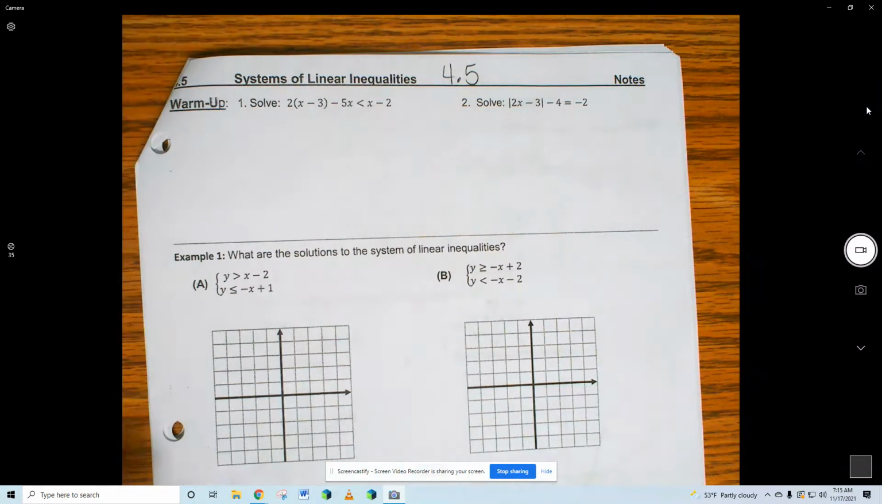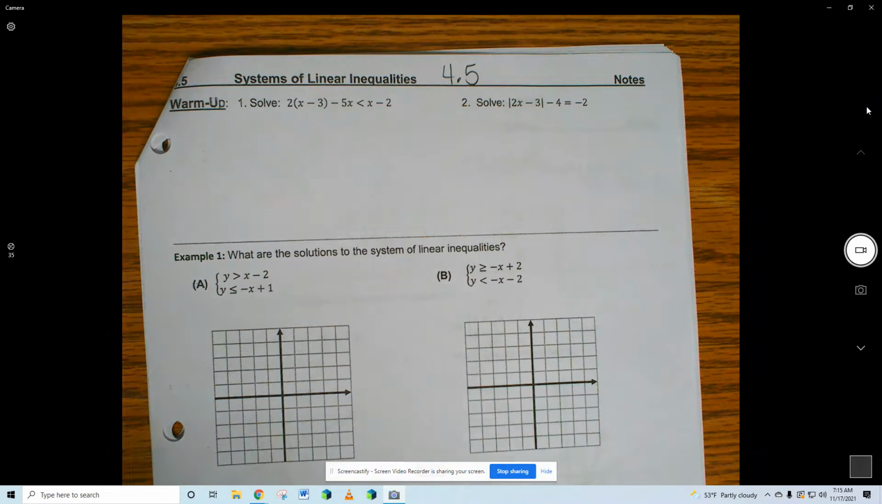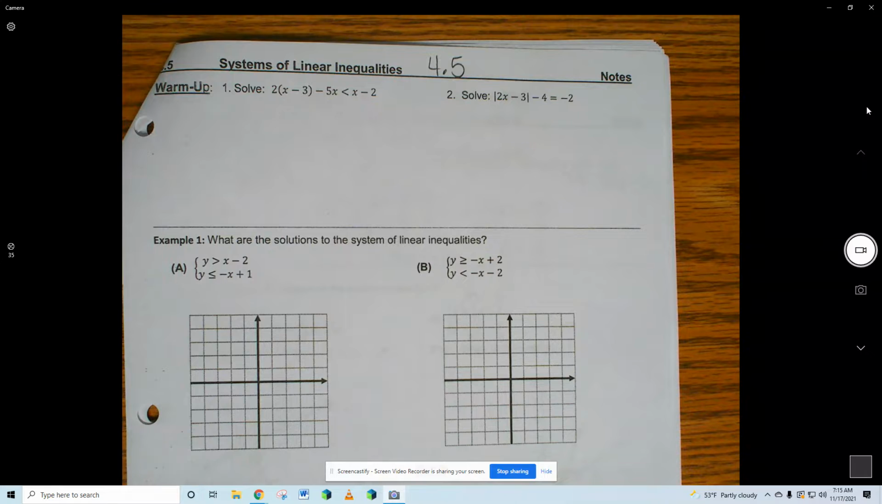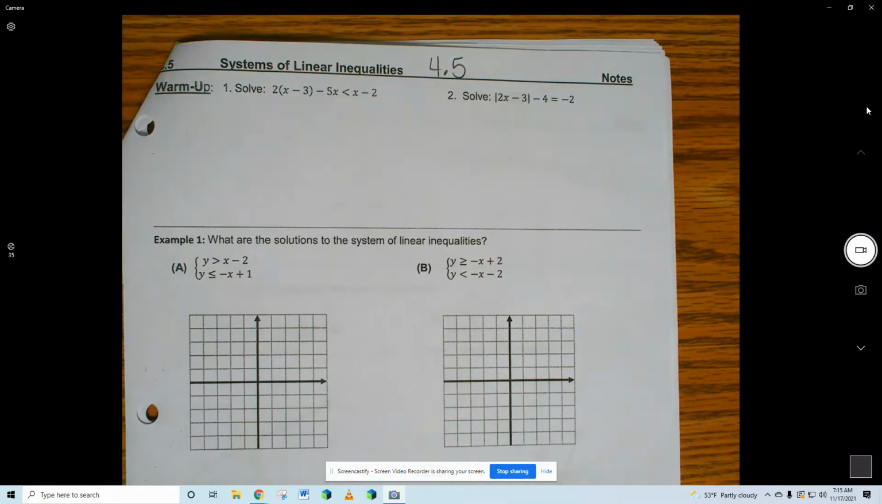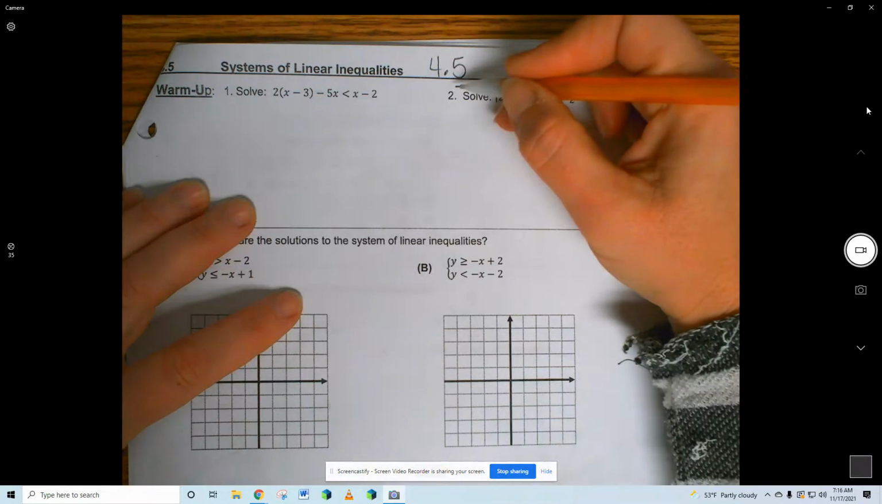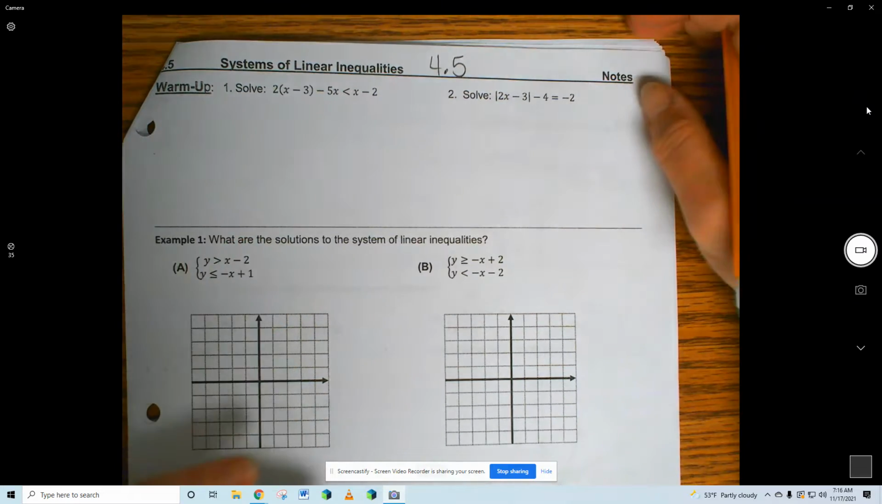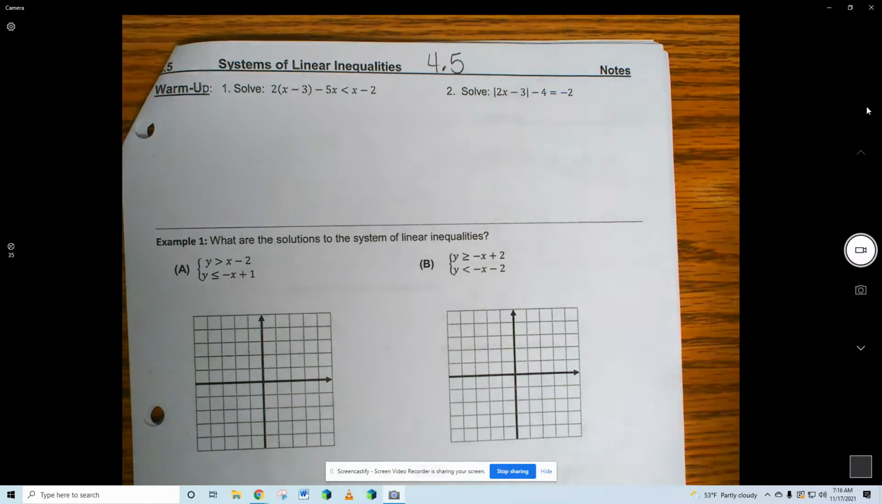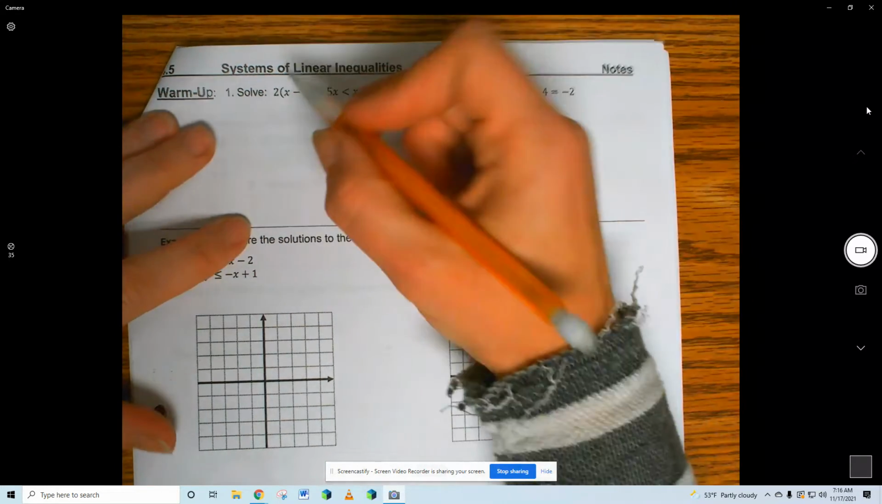Now, chapter 4, section 5 is if I have two lines that intersect and they're inequalities, so they're shading, there's a dotted line, there's a solid line, where will they intersect? I want to do number 1 from warm up, and then we'll start. Actually, maybe we'll do both. Both are really valuable.